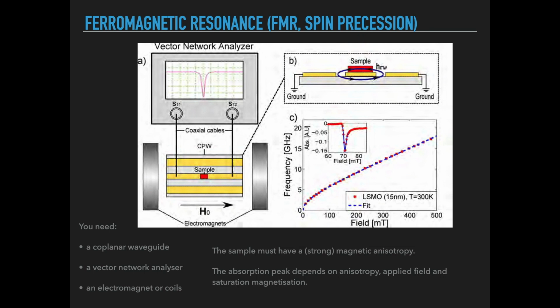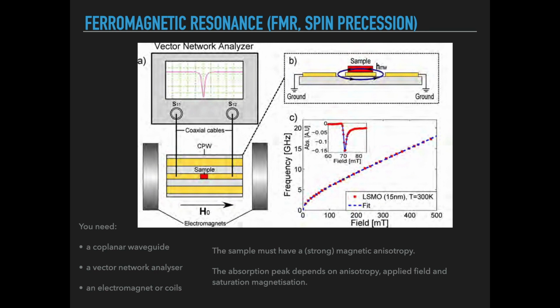Ferromagnetic resonance techniques, instead, use spin precession phenomena. The sample is placed on top of a coplanar waveguide that generates a microwave magnetic field that excites the sample. Its complex magnetic permeability is responsible for a variation of the transmission properties of the waveguide that can be measured again by a vector network analyzer.